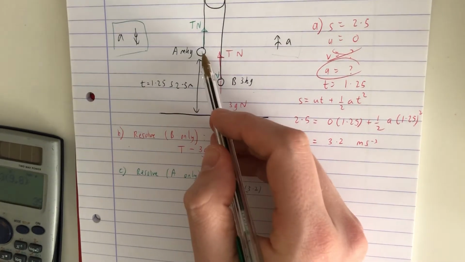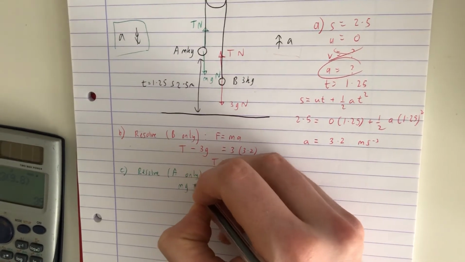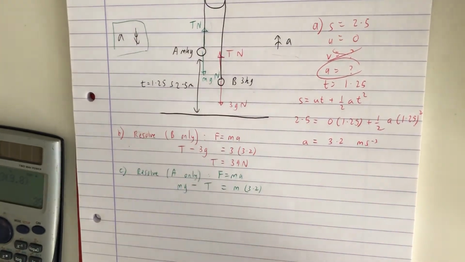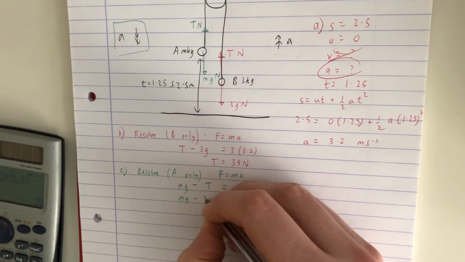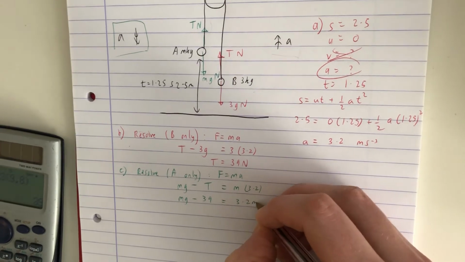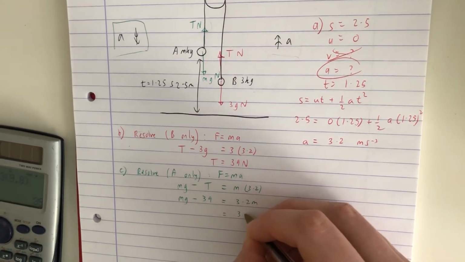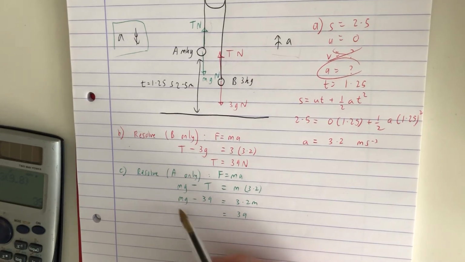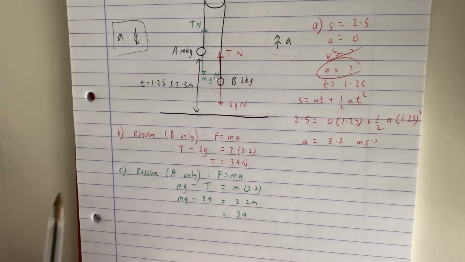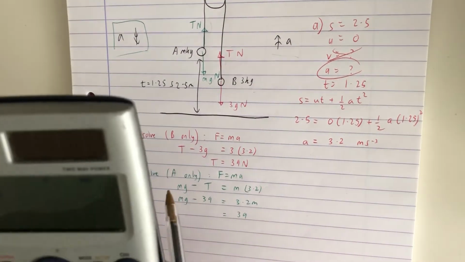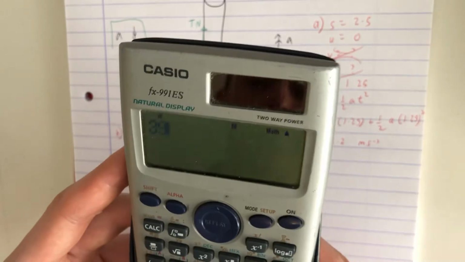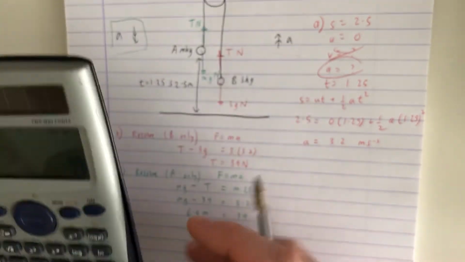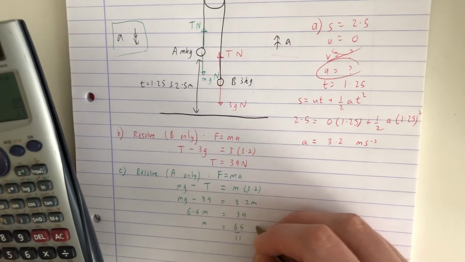The resultant force is the force going with the motion, subtract the forces going against the motion, which is T. But we now know what T is, 39. So mg subtract 39 equals 3.2m. If you take the 39 to the other side, and remember g is 9.8, so 9.8m subtract 3.2m gives you 6.6m. And if you make m the subject, 39 divided by 6.6 is the 65 over 11, as required.